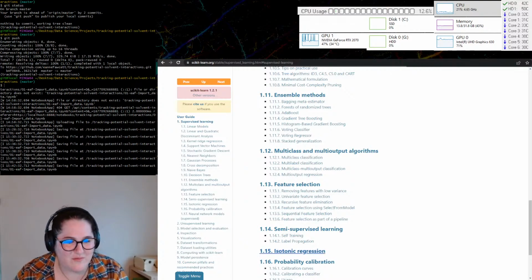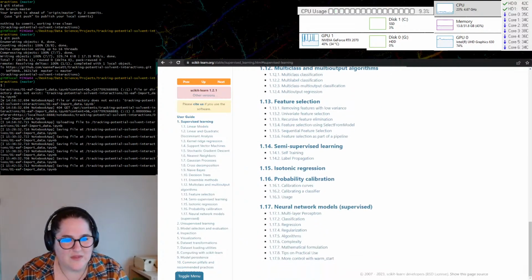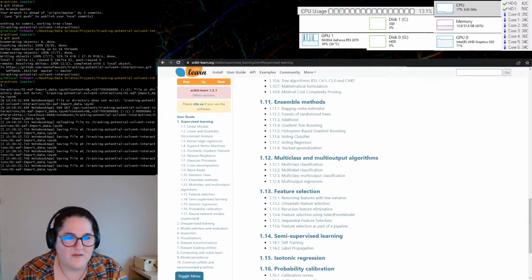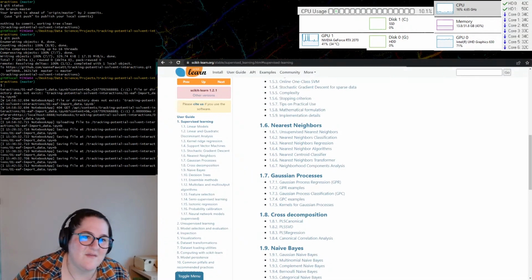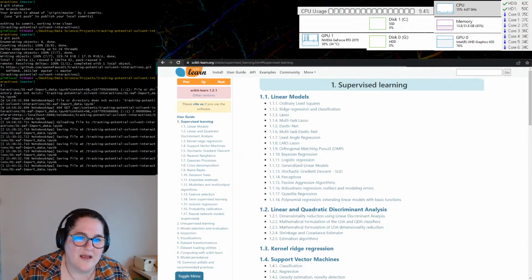Isotonic regression would be really interesting. Then there's probability and then neural network. So these are all things that I'm going to look at, and naive Bayes as well, especially the Gaussian or the multinomial. Not really Bernoulli, not really categorical, but there are reasons why I'm saying these particular machine learning methods. These are all things that we're going to want to go through and do some calculations for.